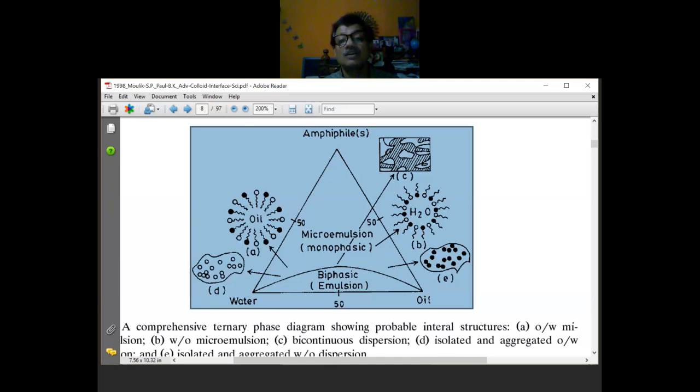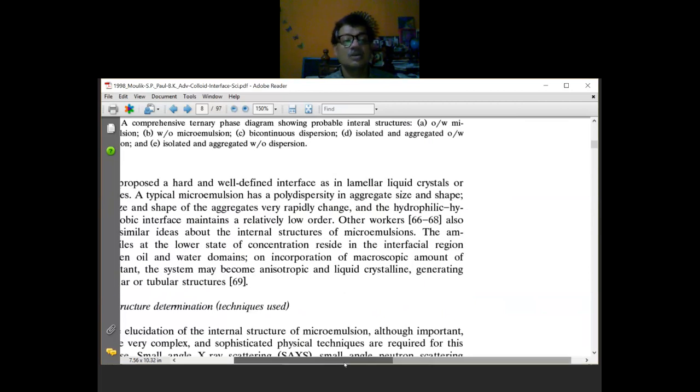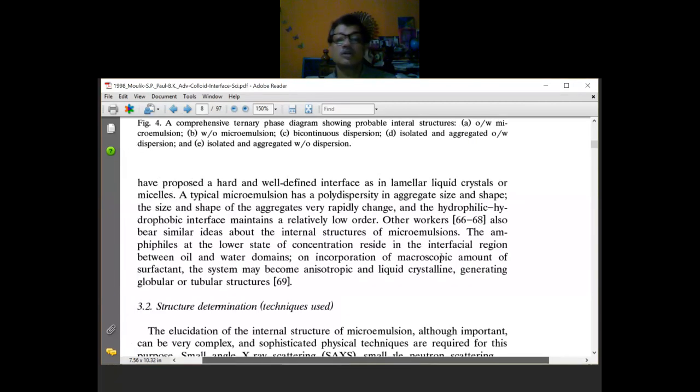Here biphasic regionটা কিরকম দেখতে, এই রকম. This is the biphasic region. So I can construct the ternary phase diagram. This is called Gibbs phase diagram for the microemulsion.